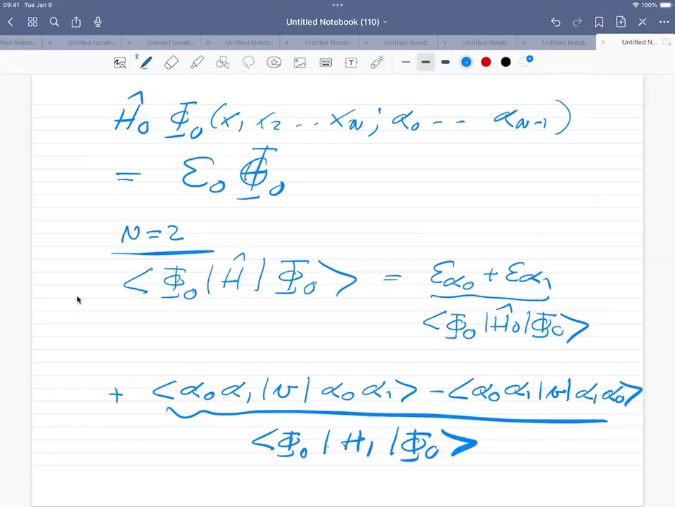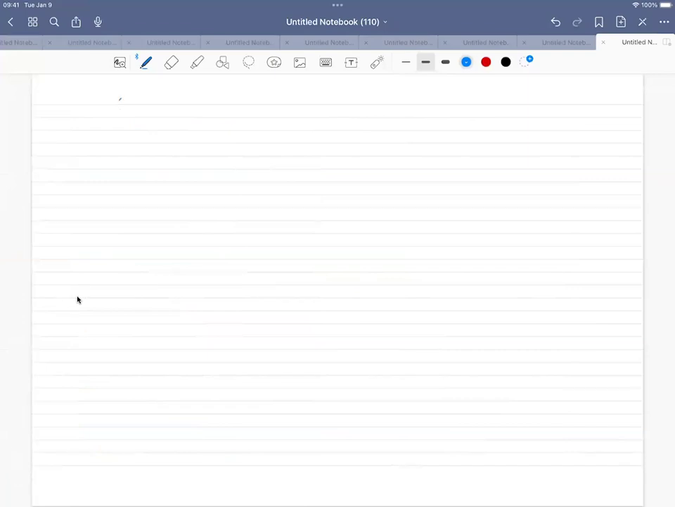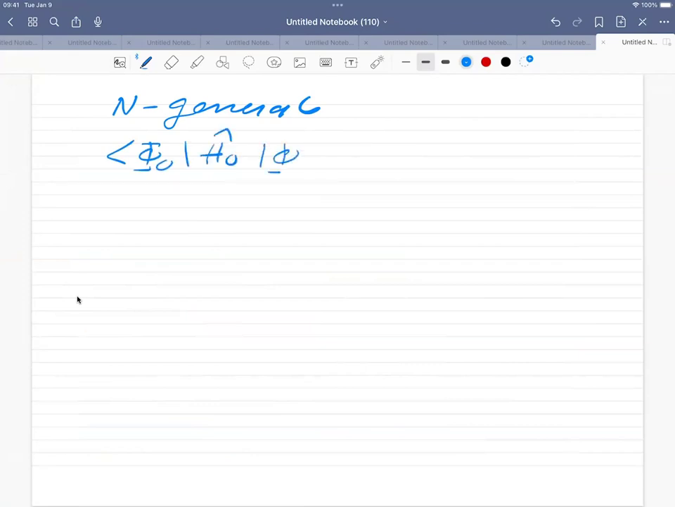So this was basically where we ended yesterday. And one of the things which we also did yesterday was to calculate the expectation value for n general. And in that case, we looked first at phi 0 with H0. And what we found then is that this is simply the sum over all the possible alphas, alpha 0 up to alpha n minus 1, all the states which are occupied till the last single particle state. And this contains simply a sum over all the single particle energies.